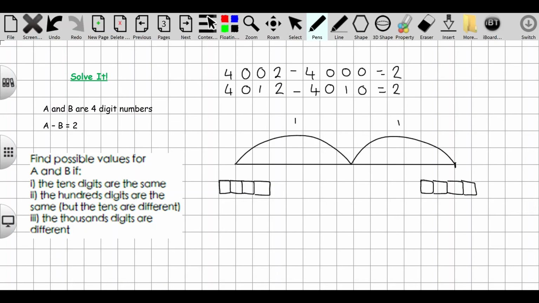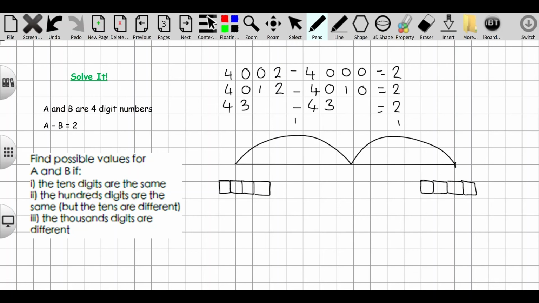Okay, might have to think a little bit harder this time, but let's keep the 4000 the same. Okay, if I keep it consistent, I'll be all right. So what does it say here? The hundreds digits are the same, but the tens must be different. So I'm going to have to think carefully here. Hundreds digits are the same. Let's go for 4,300 and something.